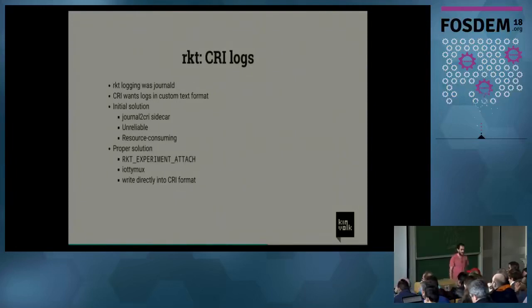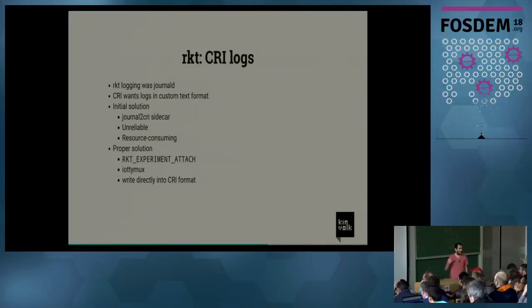Another problem we had was logs. Rocket used journald inside the container to manage all the logs. And the CRI doesn't really like the binary format of journald, of course. It wants a text format, plain text, very simple. The initial solution we came up with was kind of a hack: we added a sidecar app to the pod, and that app would translate the journal logs to the CRI logs and write them in the right place. But that was unreliable and resource consuming. For example, the image was, I don't know, 500 megs, which is not very ideal.